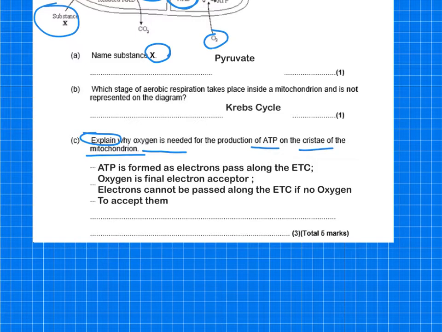As I said, I'll probably be doing another video looking at aerobic respiration style of questions, but my next video is going to concentrate on anaerobic respiration.